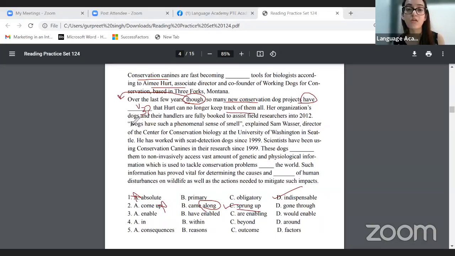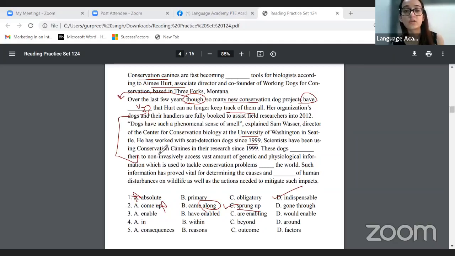Her organization's dogs and their handlers are fully booked to assist field researchers into 2012. Dogs have such a phenomenal sense of smell, explained this person, who is a director at this university. He has worked with detection dogs since 1999. So whenever your context has names of universities or names of people, don't waste your time reading the names. You can say this university, this person, this post. We don't need to read the names.